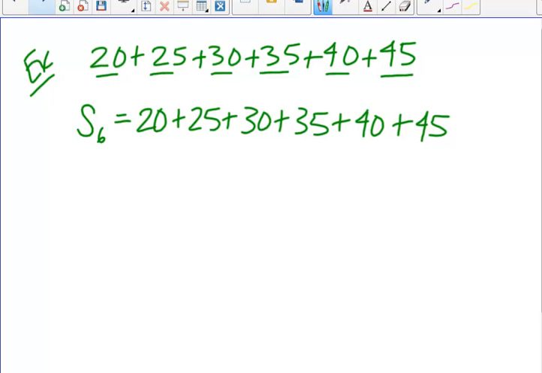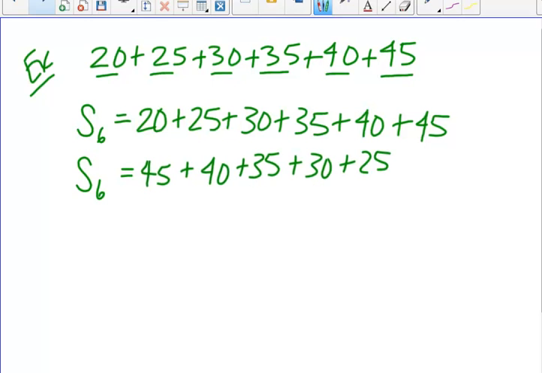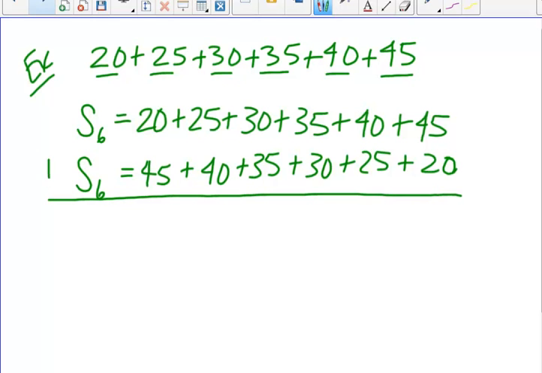So I'm going to do something else, and hopefully you're going to agree that I'm allowed to do this. So instead I'm going to say S sub 6, I could also write it as 45 plus 40 plus 35 plus 30 plus 25 plus 20. Now why would I want to do that? Well, these really are 2 equations, so if I wanted to I could add them up. So I'm going to do that right now.